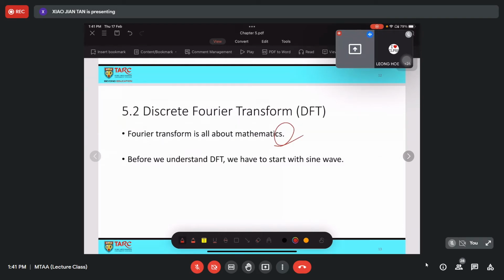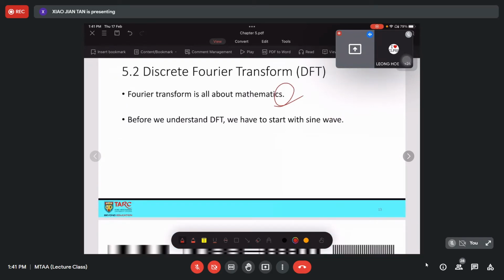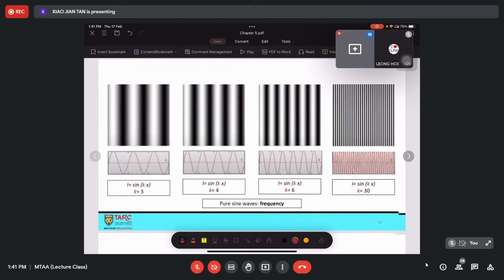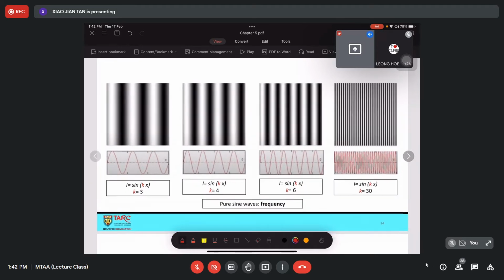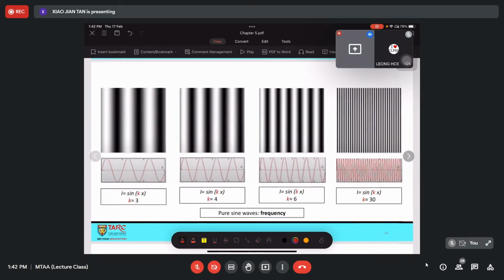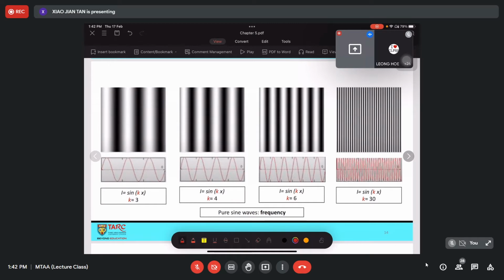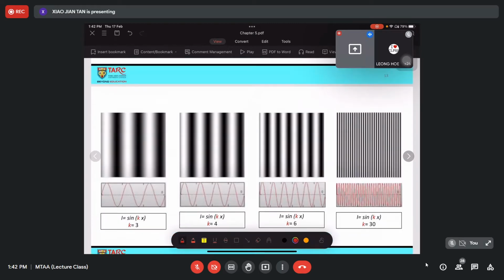Before we understand DFT, we need to start with the sine wave. Starting from here, if you feel confused or have doubts, please raise your hand or let me know. For those online, maybe I cannot view your chat, so if you have any questions, you may use the raise hand button. I hope you can all follow my pace from this slide, because it is a bit difficult to understand. I will try my best to illustrate.